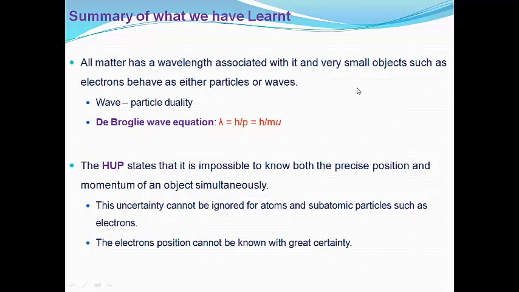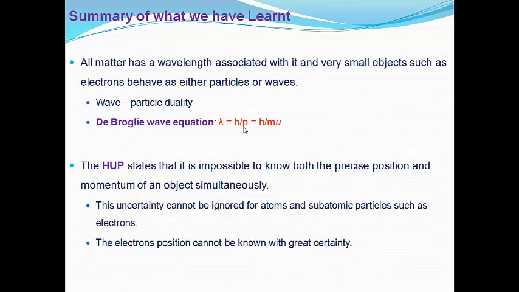Alright, and so let us summarize what we've learned. Again, quite a bit. We were introduced to this idea of the wave-particle duality, essentially summing up that all matter, and certainly all small particles, has a wavelength associated with it, and as such exhibits a wave-particle duality, which is summed up by the de Broglie wave equation, which shows that the wavelength lambda is equal to h over p.